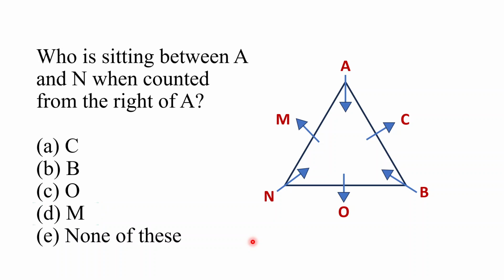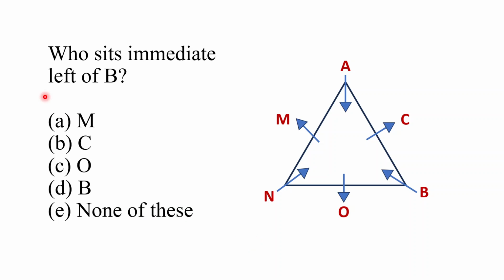Now let's move on to the next question. Who sits immediate left of B? So this is B, this side is the right side, and this side is the left side. So immediate left of B is O. So the answer should be option number C. Let's check the answer. See, we got the correct answer again, students.